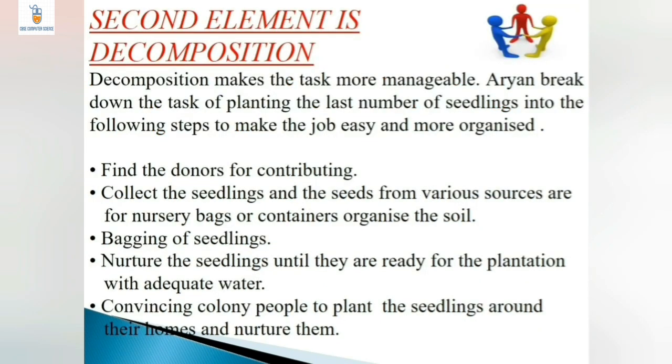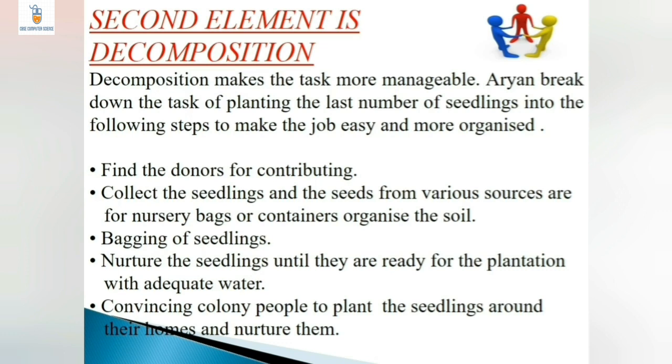Now the second component is decomposition. Decomposition makes the task more manageable. Aryan breaks down the task of planting a large number of seedlings into the following steps to make the job easy and more organized. He finds donors for contributing. Then he collects the seedlings and the seeds from various sources like nurseries, and he brings bags or containers and organizes the soil. Then he does bagging of seedlings. Then he nurtures the seedlings with adequate water until they are ready for plantation. He also convinced colony people to plant the seedlings around their homes and nurture them.